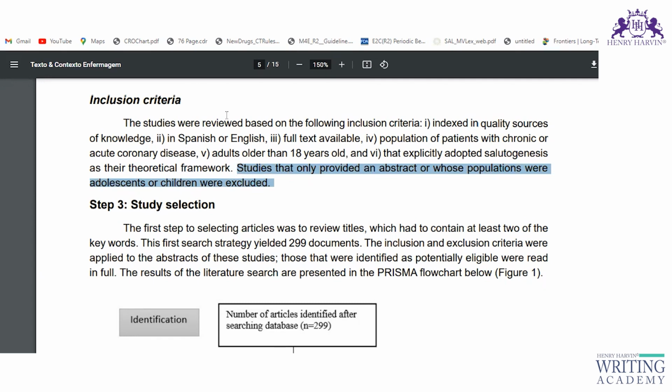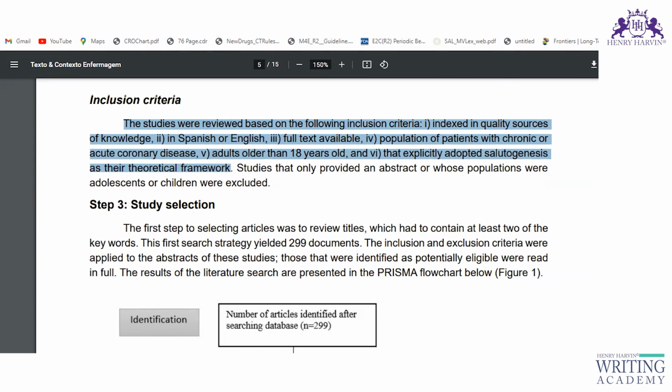Studies that only provide an abstract, or whose population were adolescents or children, were excluded. In the same way, by defining your research question and understanding the PICO-S framework, like what is the population, what is the intervention studied, what is the outcome comparator, and what is the study design being followed, you have to list out at least 6 to 7 points. Sticking to those 6 to 7 points, which are your inclusion criteria, you have to screen the studies according to that only.